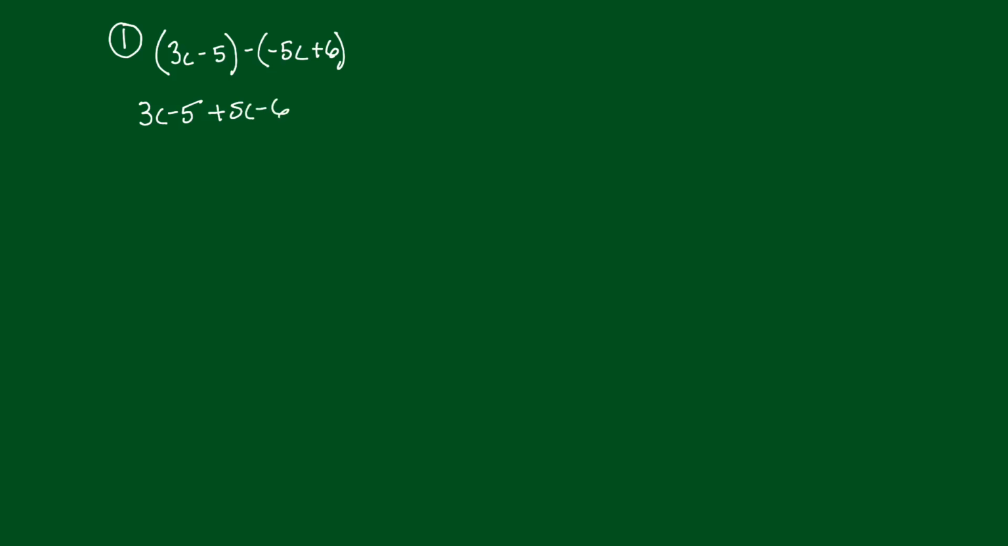Now, count them up. C's. There's 3 of them here, and I add 5, right? So 3 C's and 5 more, 8 C's. And then, what about this? I'm down 5, and I lose 6 more, so I'm down 11 now.